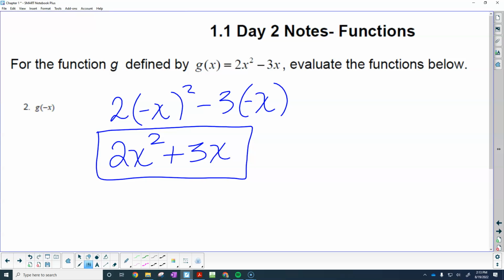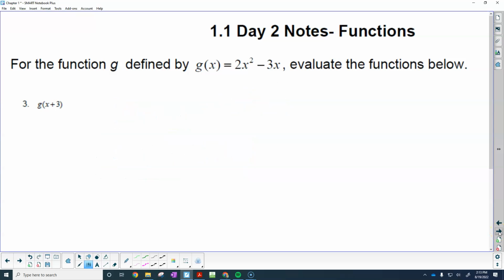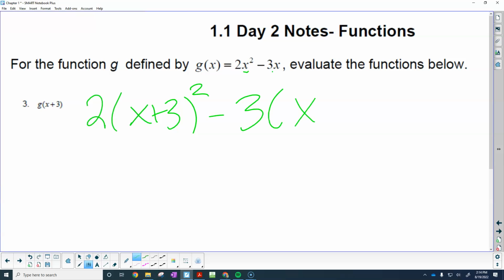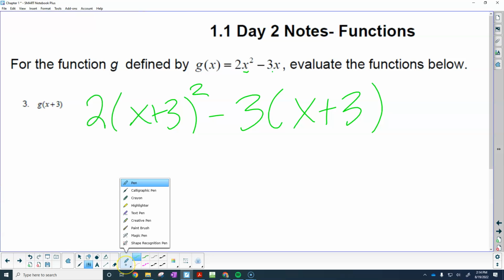Let's go ahead and take a look at number 3. Number 3, we're actually going to plug in a binomial. So when we do number 3, we are going to replace x plus 3 every time you see the letter x. So go ahead and use your parentheses. And then once you do that, remember order of operations, you got to do your exponents first. So we have to square x plus 3 right here.